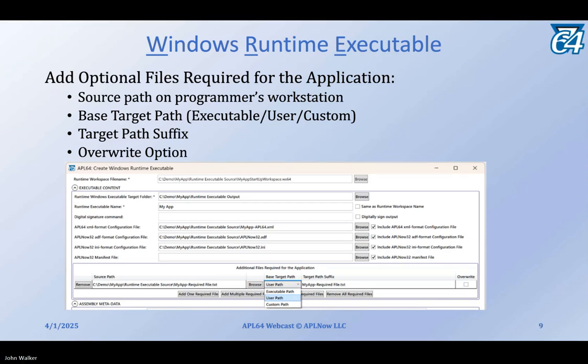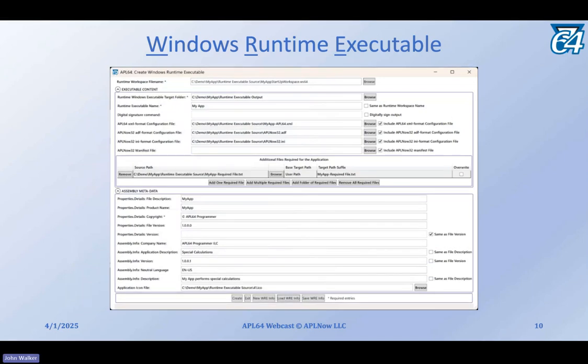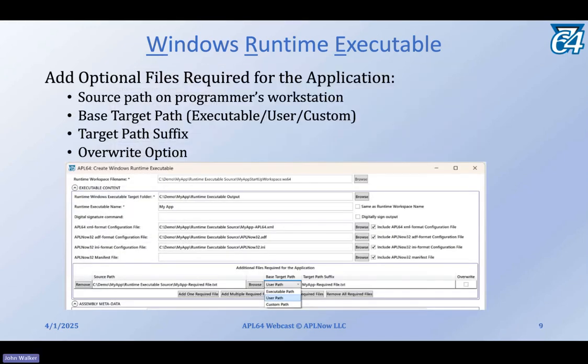Okay. Now the user path is going to be the writable area on your, I guess, wherever the Windows application is going to be installed that you have write access to. That's normally going to have the C users, app data, your name, company name, and then some folder. Now, custom path could be any path designated on that end user's machine.